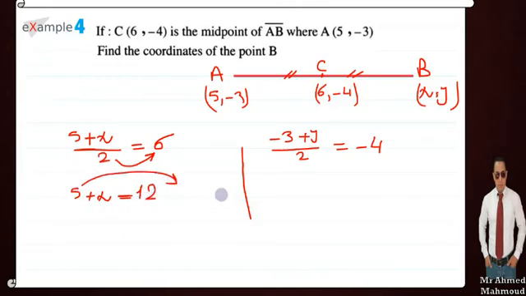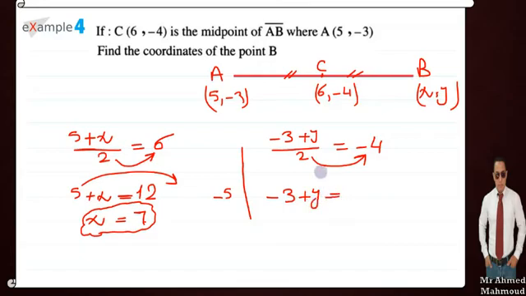Send 5 to be minus, then x equals 12 minus 5, which is 7. This is x. Now I will send 2 multiplied by negative 4. It will be negative 3 plus y. 2 times negative 4 equals negative 8. Now I will send negative 3 as plus 3. Then y equals negative 8 plus 3 equals 5.